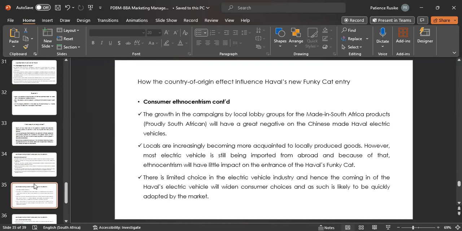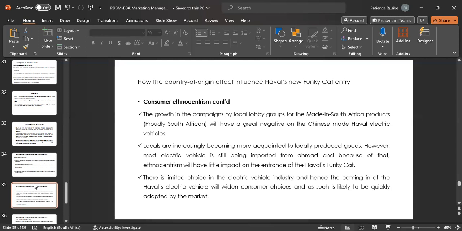So there are some of these groups that are advocating for people to what they call add value, or they call it beneficiation, whereby you don't just sell raw material, but you at least make a final product. So these kinds of campaigns, they've got an impact in terms of the entry of that VAL. Because there will be that perception that, no, why can't we do it locally? So locals are increasingly becoming more acquainted to locally produced goods, right?